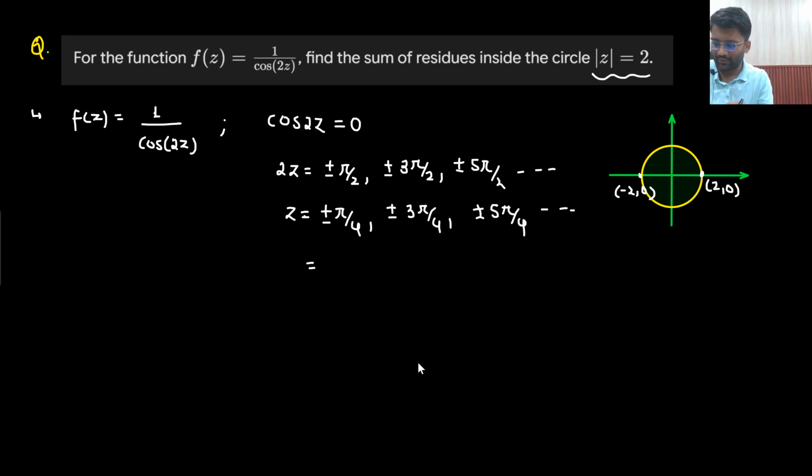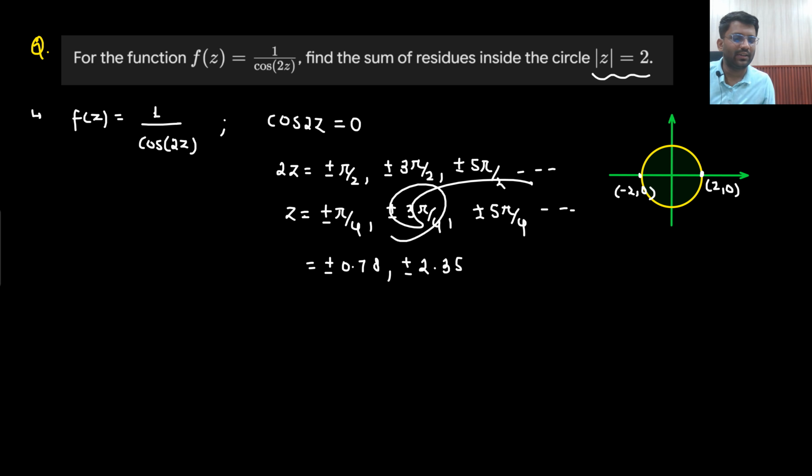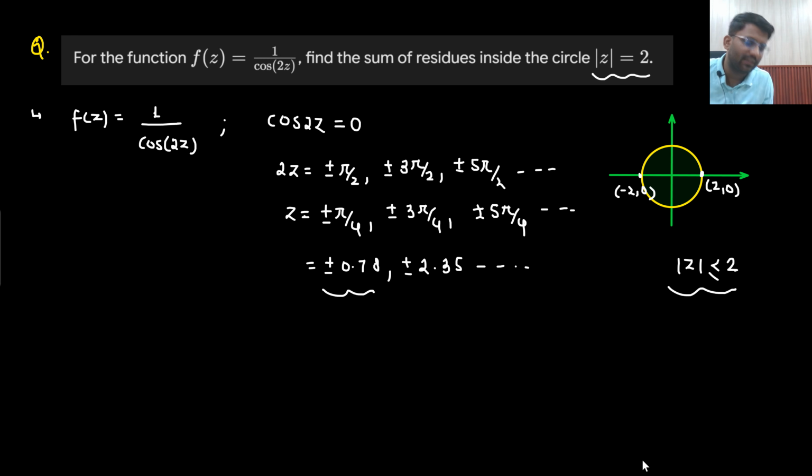What is the value of pi by 4? Pi by 4 is plus minus 0.78. What is the value of 3 pi by 4? That is plus minus 2.35. So these points are going outside. Only this point will be accepted. The rest of the points will go outside, because you need the values of z with mod of z less than or equal to 2. Find the sum of all the residues inside the circle.